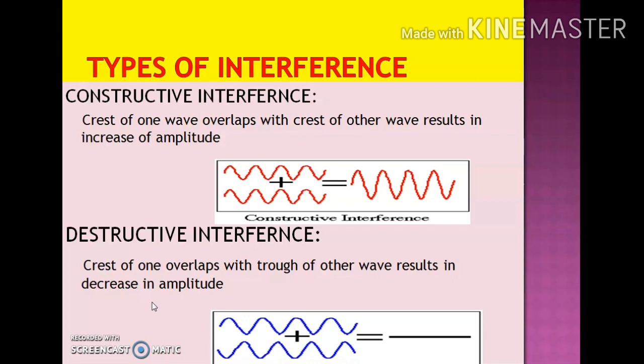And in destructive interference, if the crest of one wave overlaps with the trough of another wave, or the trough of one wave overlaps with the crest of another wave, then we get the minimum intensity, and this type of interference is known as destructive interference, as you can see in the figure. In the first figure, the crest of the first wave is falling on the crest of the other, and we are getting a maxima as the resultant wave, and the amplitude is increased. But in the second case, the crest of one wave is overlapping with the trough of another wave. So we are getting the least intensity, that is, we are getting the minima.